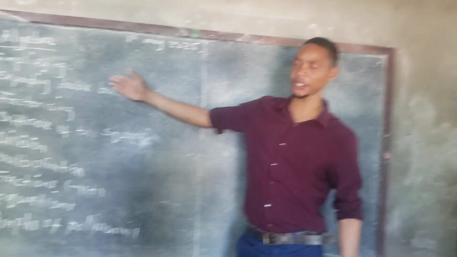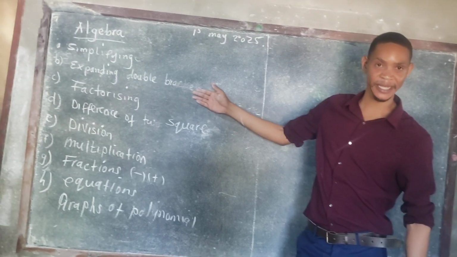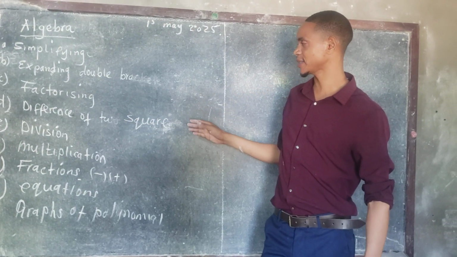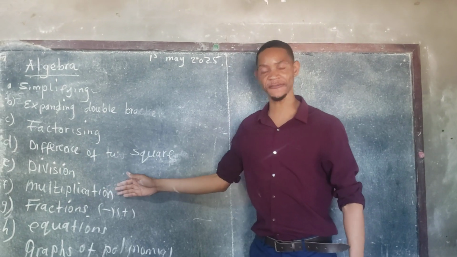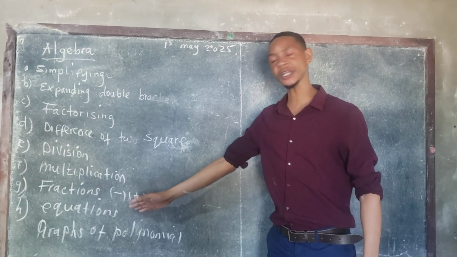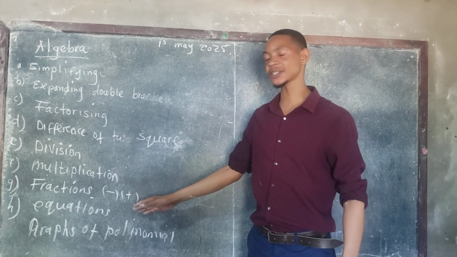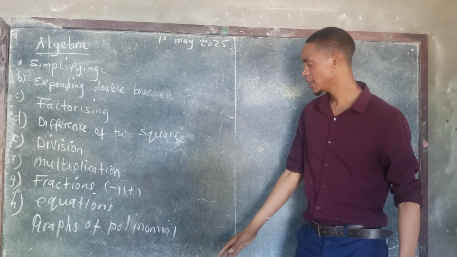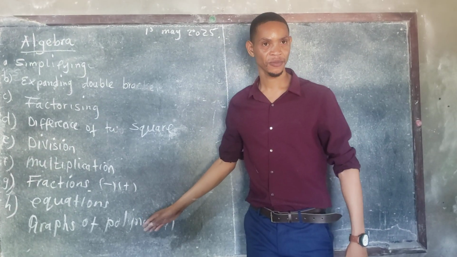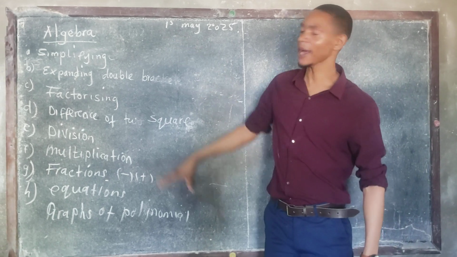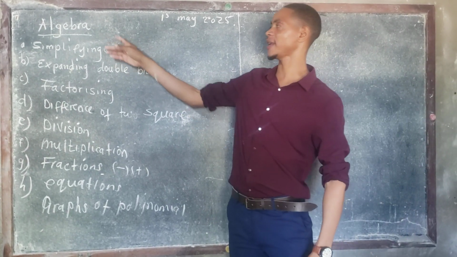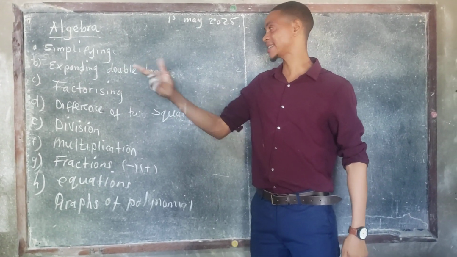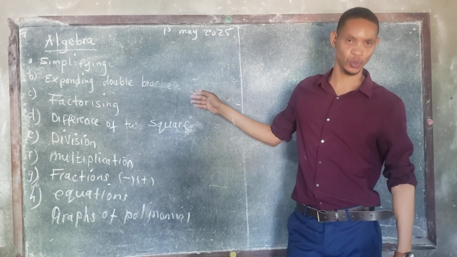simplifying algebraic expressions, expanding double brackets expressions, factorizing expressions, difference of two squares expressions, division and multiplication of fractions, addition and subtraction of fractions, quadratic equations, algebraic equations, and then the graph of a polynomial. These subtopics are embedded into one topic called algebra, and they are always tested in both paper 1 and paper 2.